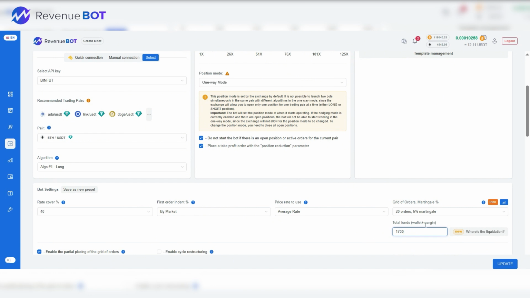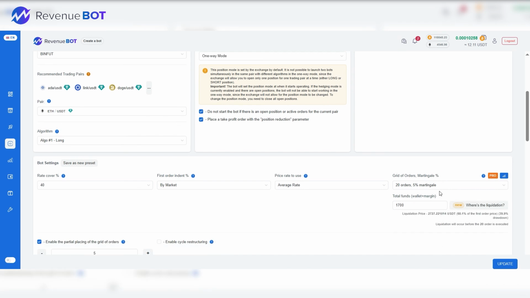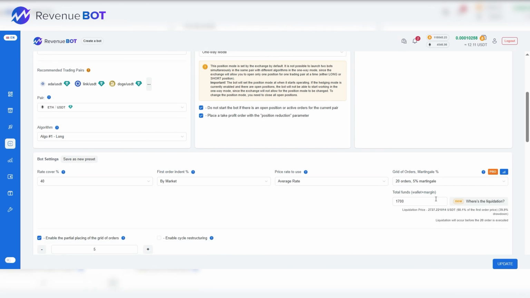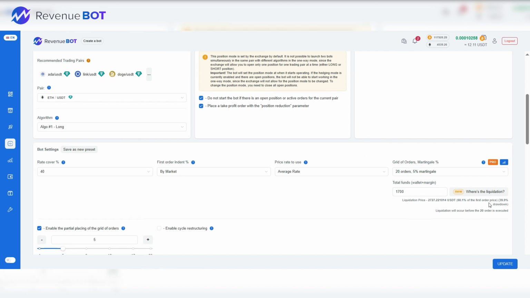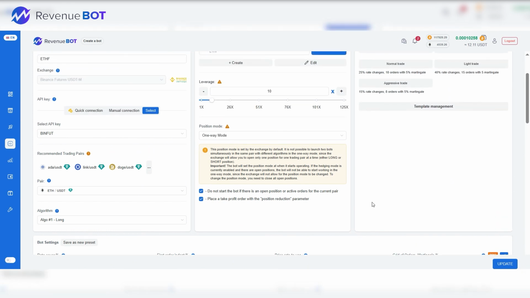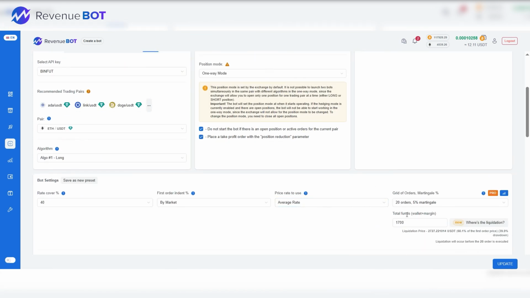Recommendations: the user uses this configuration with the ratio of the bot's deposit to the total balance plus margin of 1 to 2. For example, he has 860 bot deposit and deposit plus margin amounts to $1720. Let's see where liquidation will occur if the price changes significantly in the wrong direction for us. We see that liquidation will occur exactly at the execution of the last order, since the last order will be placed at the 40% coverage level and exactly at 40.01%.